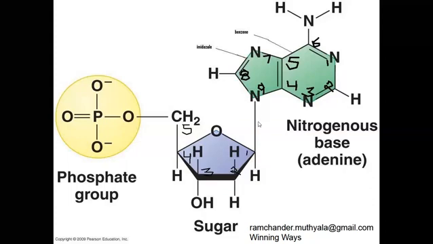So glycosidic bonds are again divided into two types based on the purine and pyrimidine structure. What are the two types? C1N9 glycosidic bond. C1N9 means C1 is the first carbon of the sugar, and N9 is the ninth nitrogen of purines, connected with a glycosidic bond.